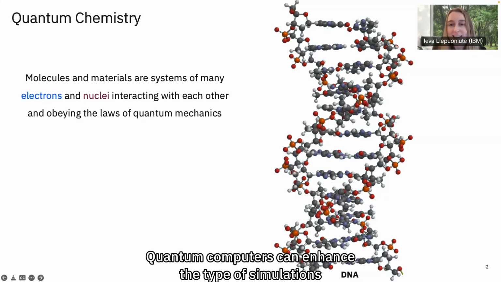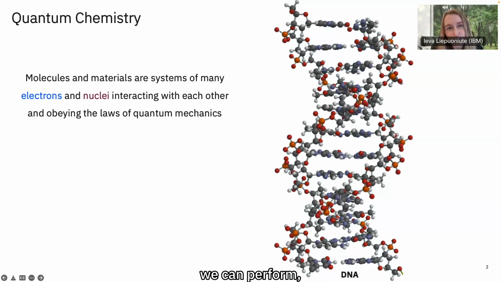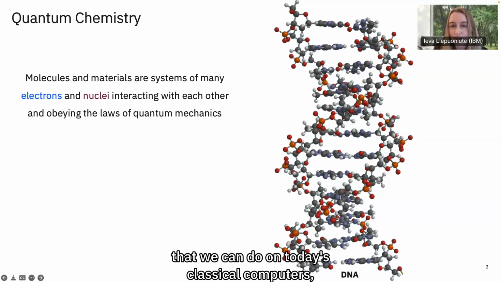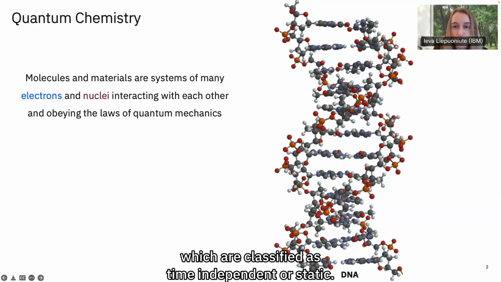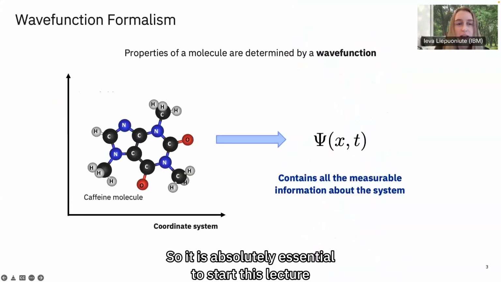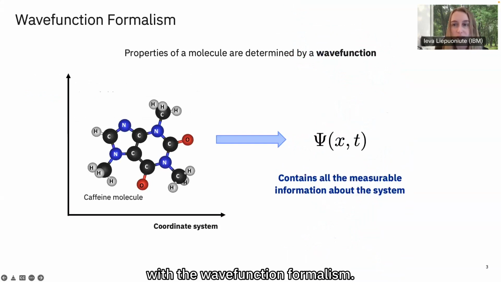Quantum computers can enhance the type of simulations we can perform, and they promise to solve problems that are, quite frankly, unsolvable on today's classical computers. So the main goal of today's lecture is to explore one type of chemistry calculations that we can do on today's classical computers, which are classified as time-independent or static. So it is absolutely essential to start this lecture with the wavefunction formalism.